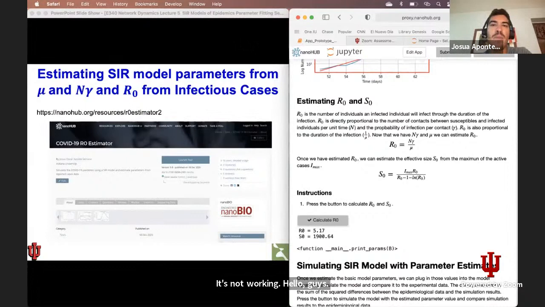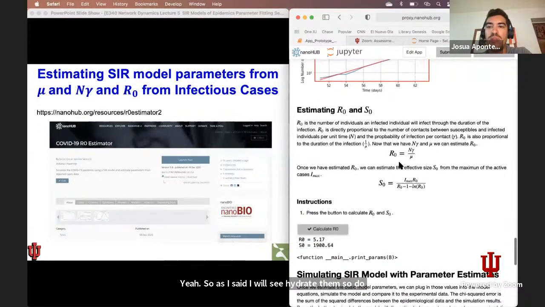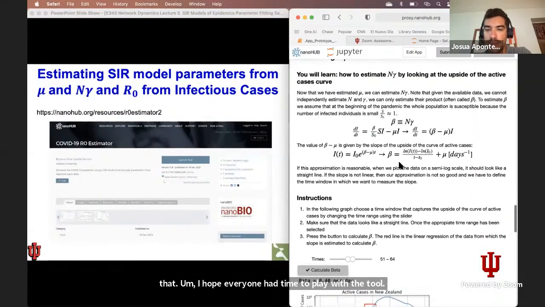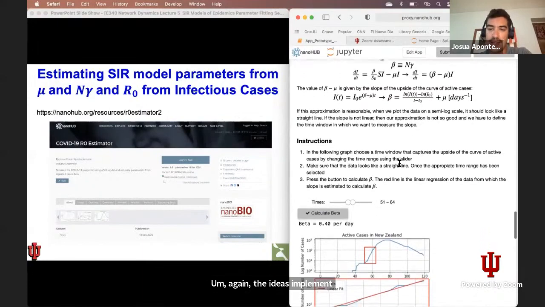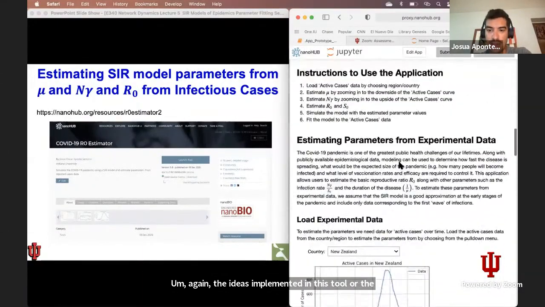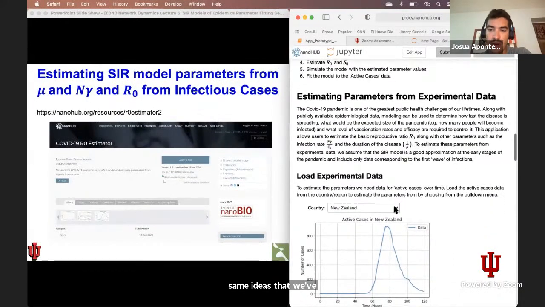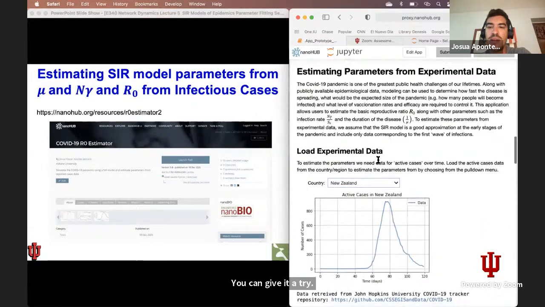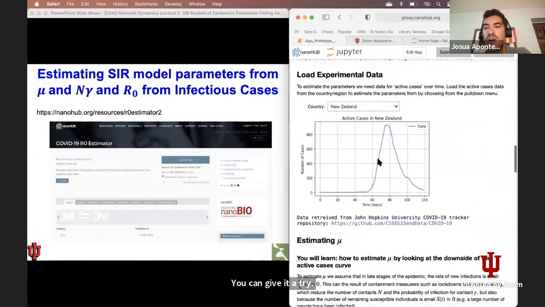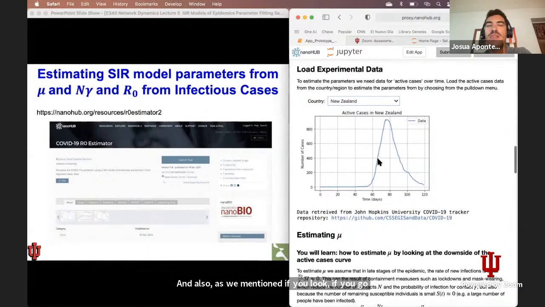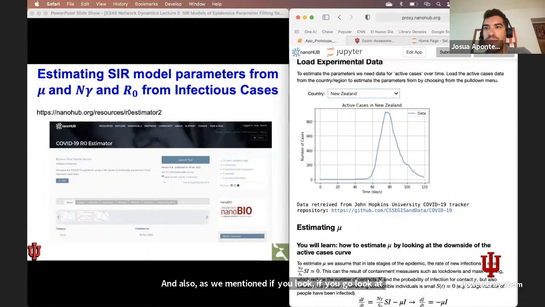I'm sorry about that. I hope everyone had time to play with the tool. Again, the ideas implemented in this tool are the same ideas that we've been discussing the last two classes. You can give it a try using different data sets. And also, as we mentioned, let's do it together.